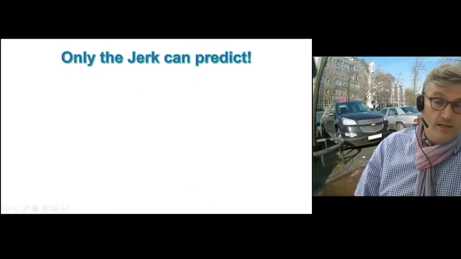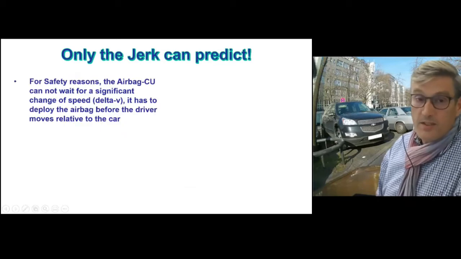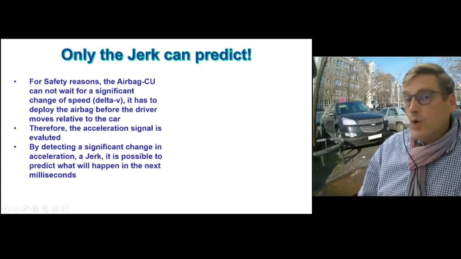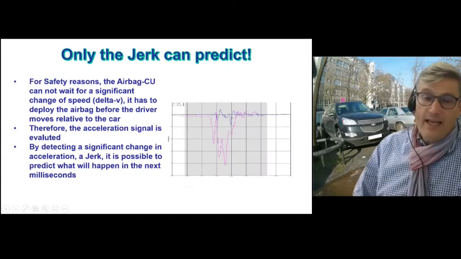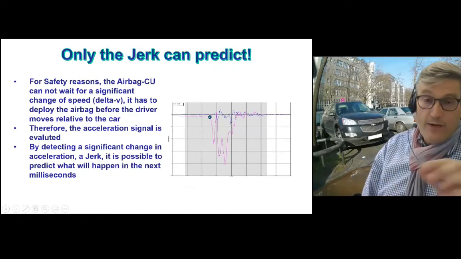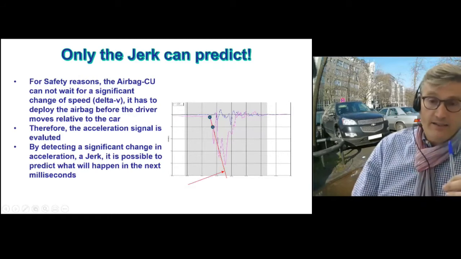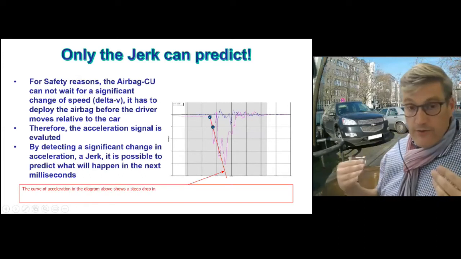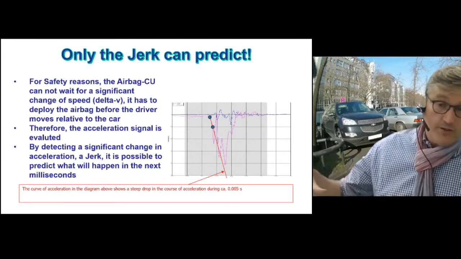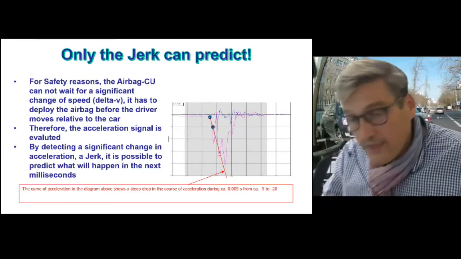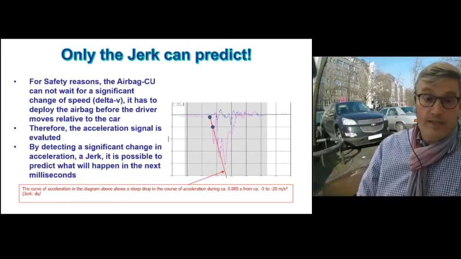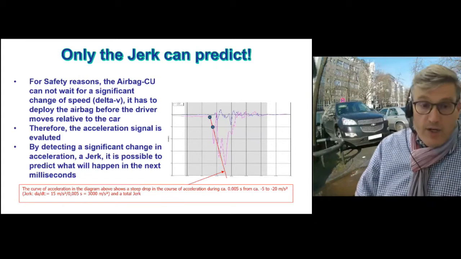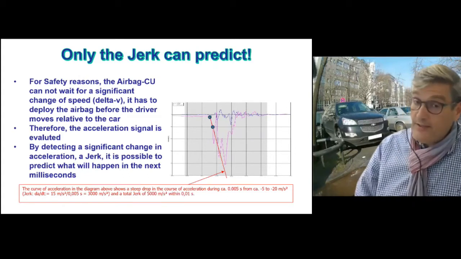The reason why the airbag was deployed was not because the delta V was so high. The reason is, to predict what is going to happen, the acceleration graph has to be analyzed, and it has to be analyzed before the driver or the passenger has moved forward so far that he might come out of position. So by detecting a significant change in the acceleration, which we call a jerk, it is possible to predict what is going to happen in the next milliseconds.